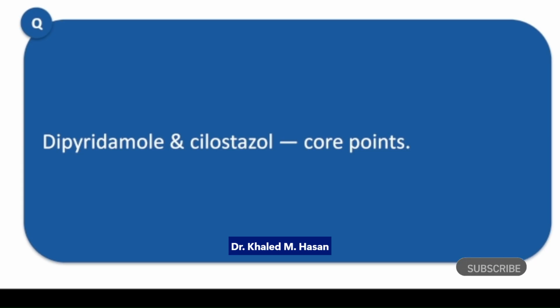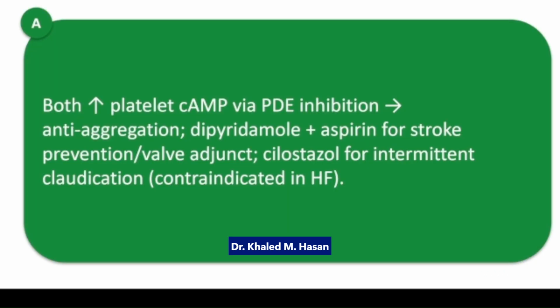Dipyridamole and Cilostazol. What is the core point here? Dipyridamole, Cilostazol. Both of them are considered antiplatelets that increase platelet cyclic AMP via phosphodiesterase inhibition and prevent aggregation. Dipyridamole, we normally use with aspirin for stroke prevention and as adjunct treatment for valves. However, Cilostazol is used for intermittent claudication.